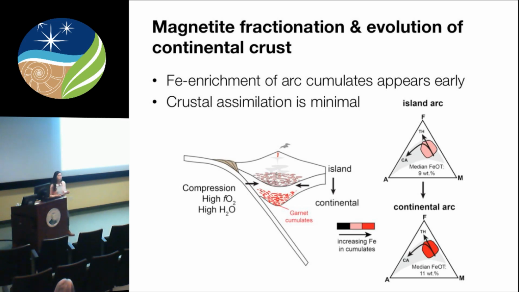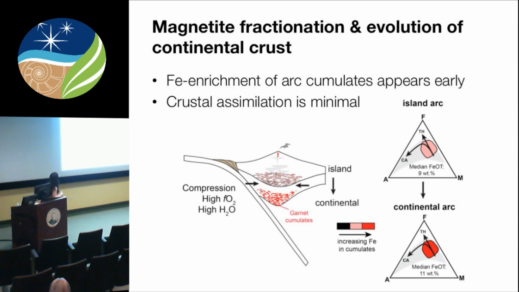And the fact that we observe the iron enrichment at high Mg numbers means that we cannot have a lot of crustal assimilation going on, because you don't expect a lot of crust down at the conditions where you would have a mantle-derived basalt fractionating. So the key message is that the iron enrichment of these arc cumulates appears very early, and we infer that crustal assimilation is a negligible process in generating the calc-alkaline trends.